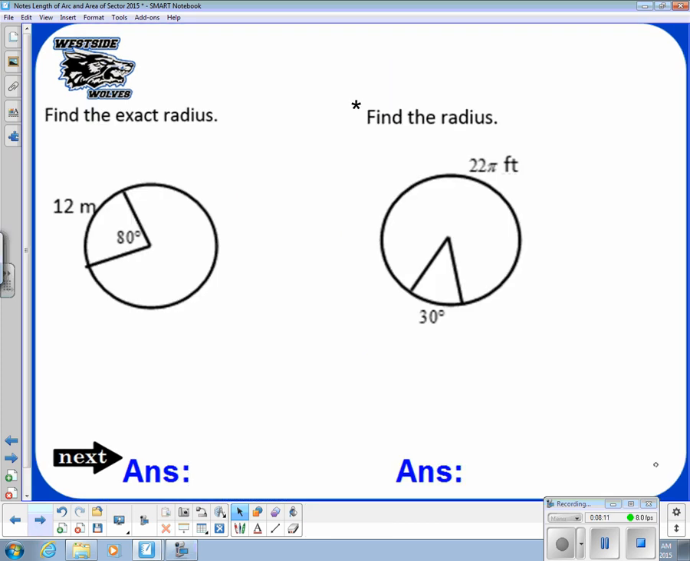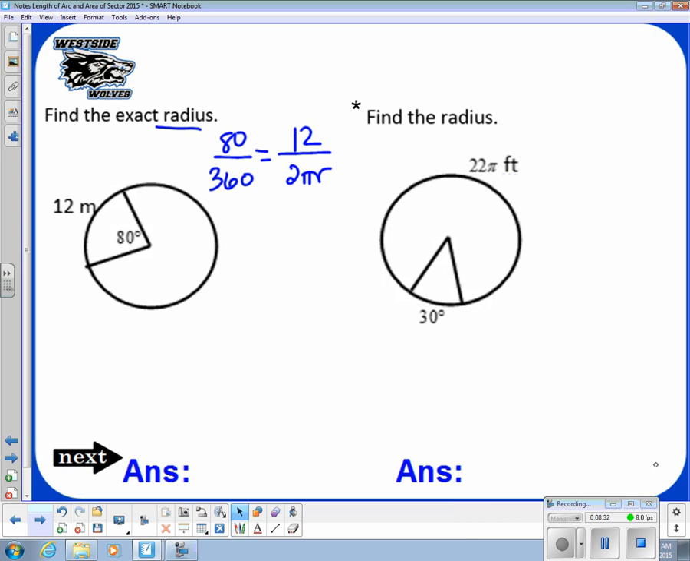All right, so here's another problem. You'll notice we have a 12 meters out here. That is not the circumference of the circle. That is the length of that arc, and so that is the part. So we go with our proportion, 80 degrees out of 360, and then we have 12 out of, now this asks for a radius, so we're going to put 2 pi r in here.